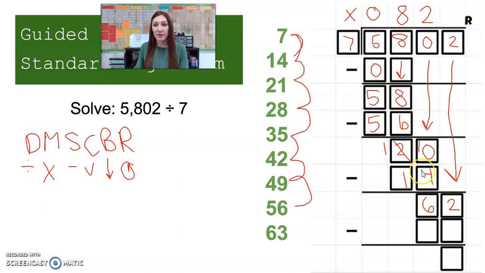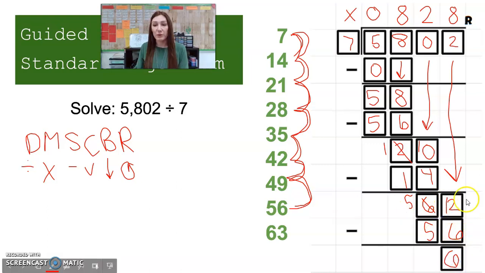So 7 can divide into 62. Let's go to our multiples. 1, 2, 3, 4, 5, 6, 7, 8 times. I can't go in 9 times. That's so close, but I just can't make it. 63 is bigger than 62. So 7 times 8 is 56. 2 minus 6, I can't do that. I'll need to borrow. So 12 minus 6 is 6. 5 minus 5 is 0. I have nothing left to bring down. I do have a remainder. Let's check to make sure our remainder is less than 7. It is. So our remainder is 6. Our quotient is 828 with a remainder of 6.